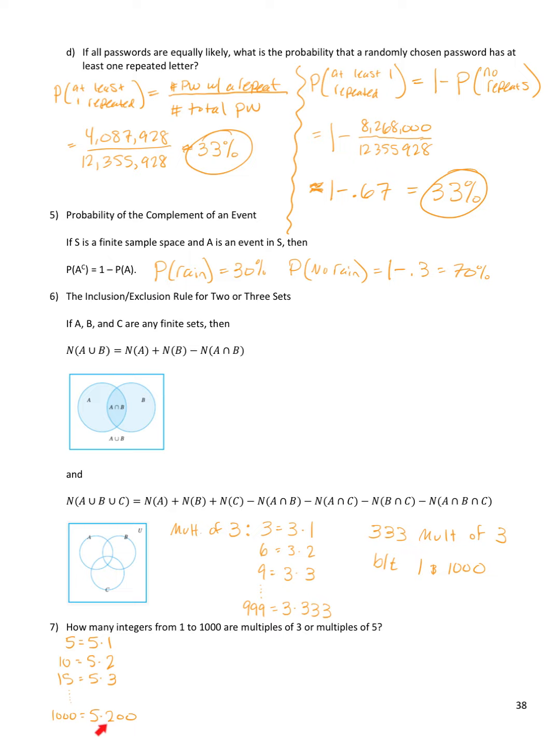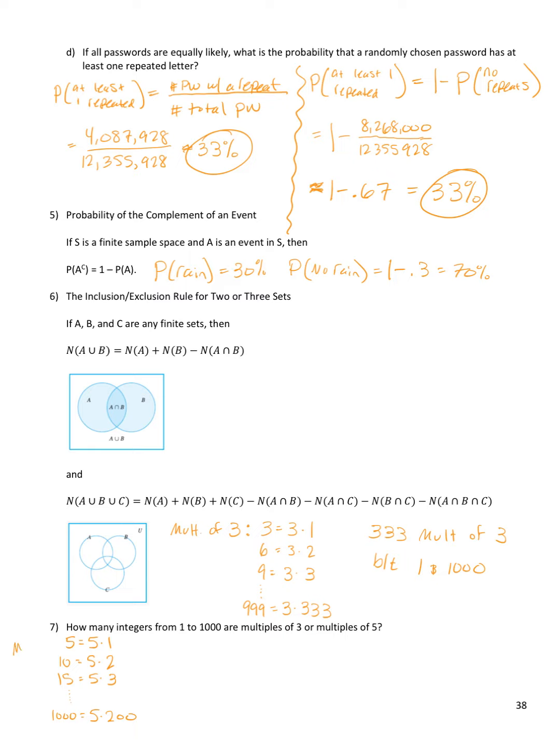Now, the problem is that I have counted some numbers twice. There are numbers that are both a multiple of 3 and a multiple of 5. Like 15 is in this list because 15 is 3 times 5, and 15 is in this list because it's 5 times 3. So numbers that are multiples of both 5 and 3 are multiples of 15.